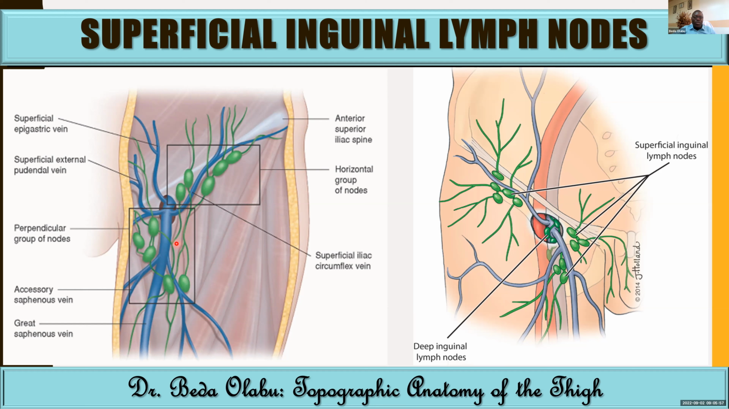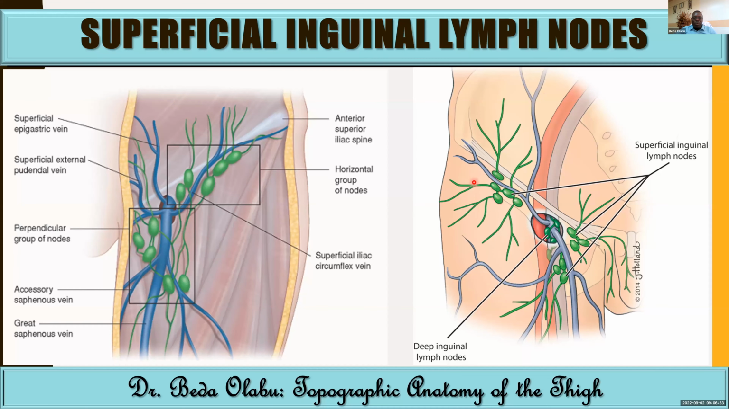Then you have the horizontal group or the transverse group of the superficial inguinal lymph nodes. The transverse group or the horizontal group appear to be just below the inguinal ligament. So we can say they are arranged along the inguinal ligament or just below the inguinal ligament. This horizontal group is divided into two. There's the lateral portion of the horizontal group, and then there is a medial portion of the horizontal group.